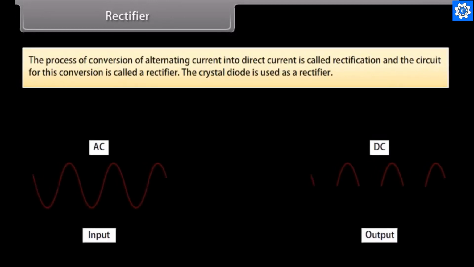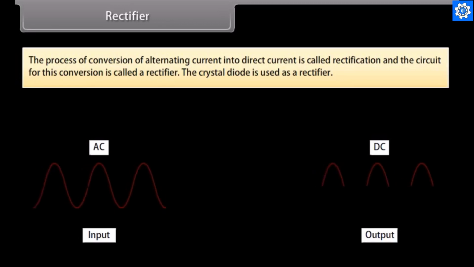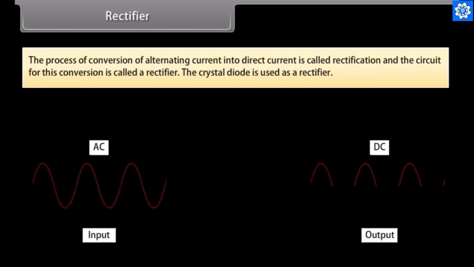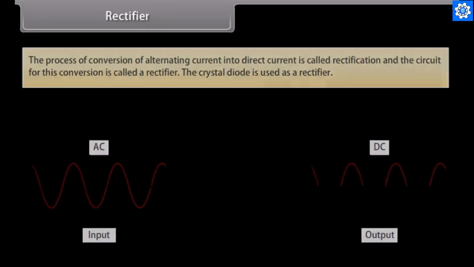Rectifier. The process of conversion of alternating current into direct current is called rectification, and the circuit for this conversion is called a rectifier. The crystal diode is used as a rectifier.